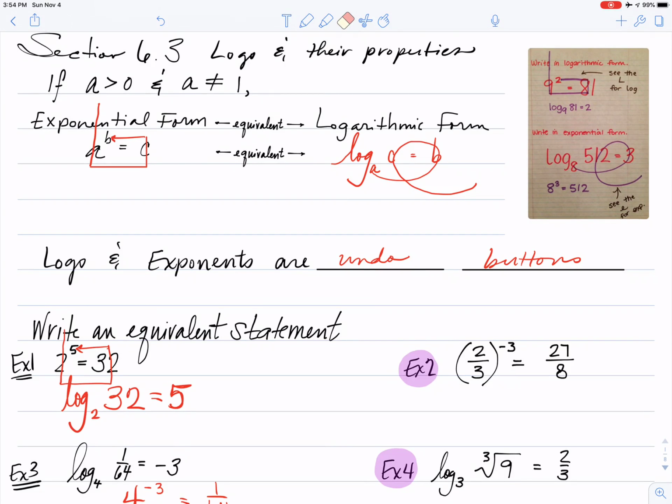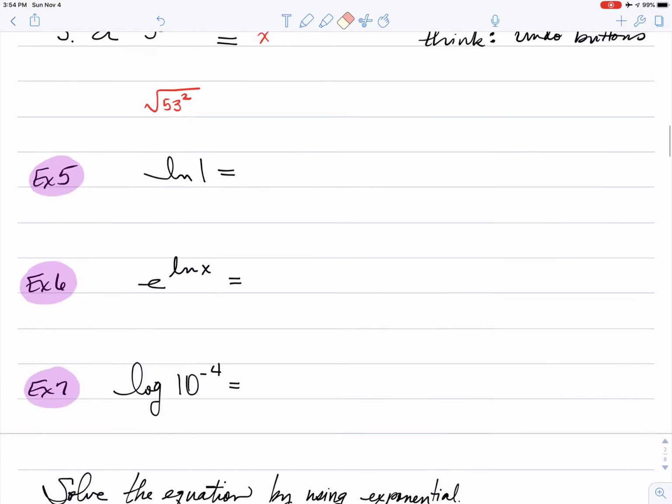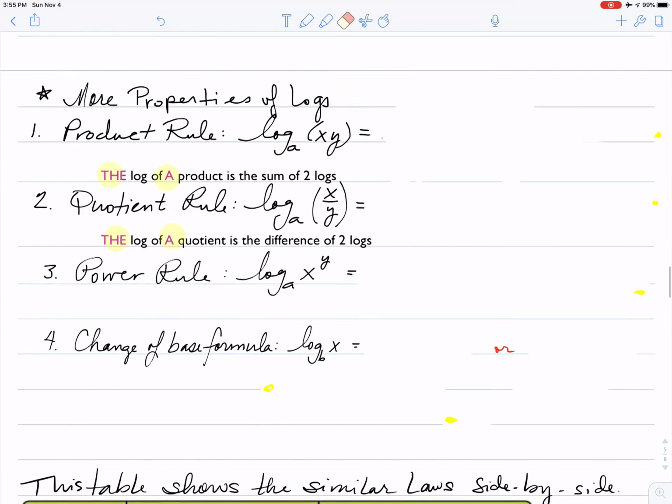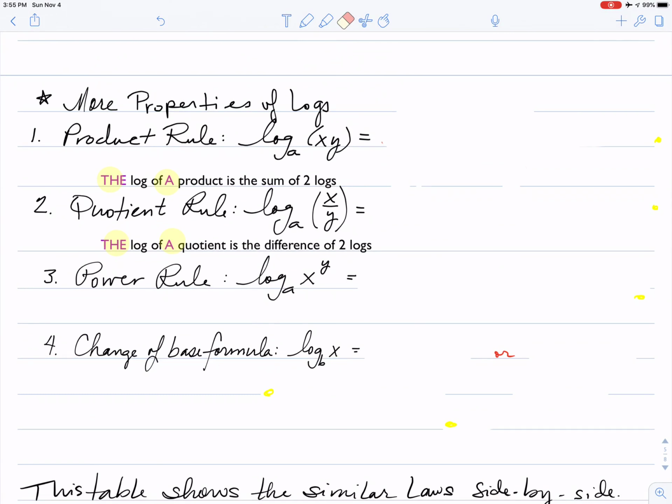Hey folks, this is the last video in this section, and this is going to deal with some more properties of logarithms. So if you would please go all the way to the end of your printed notes, where it has a section called More Properties of Logs.